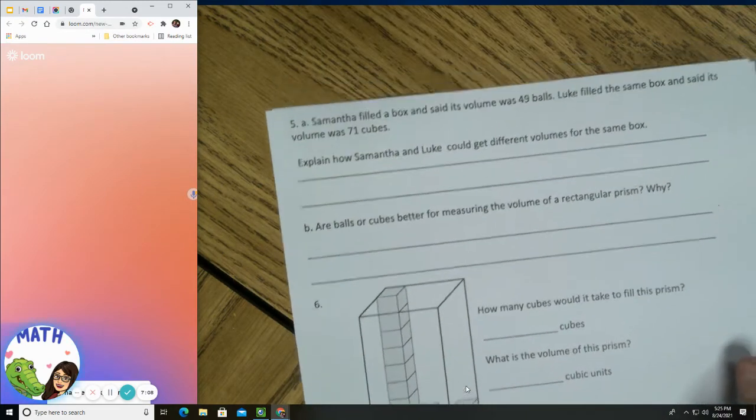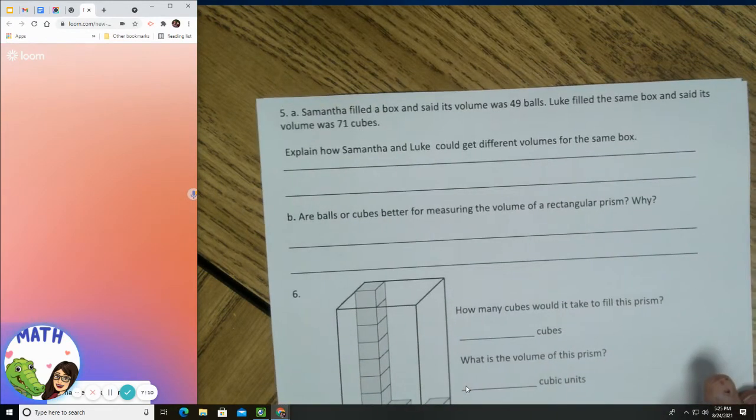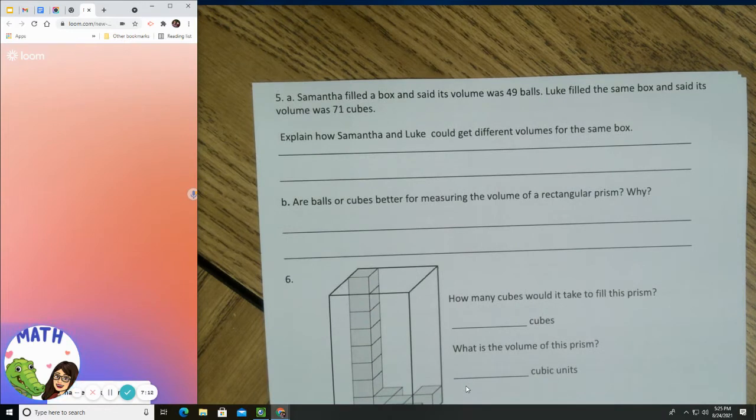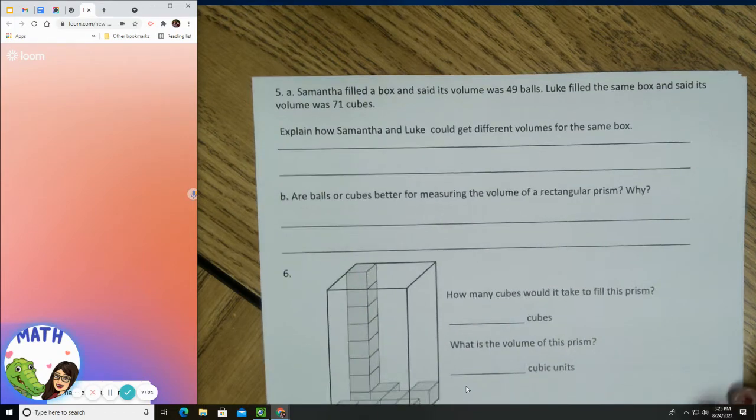Now we're moving on to page number 2. Number 5 says, Samantha filled a box and said its volume was 49 balls. Luke filled the same box and said its volume was 71 cubes. Explain how Samantha and Luke could get different volumes for the same box.